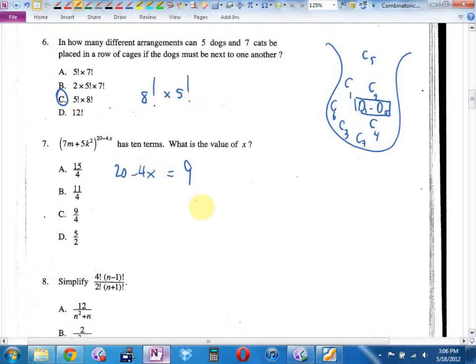How would I solve this? Minus 20 from both sides. Divide by negative 4. There's a nice little twist. You heard me repeat several times, I kept asking you, hey, how many terms are there? How can I test that somehow? Oh, something like that would work.